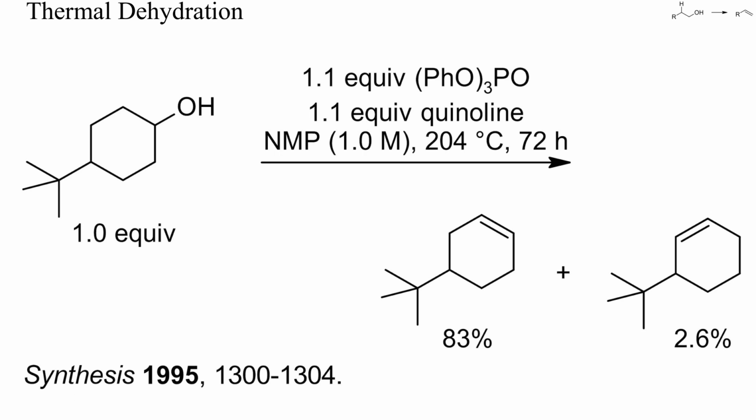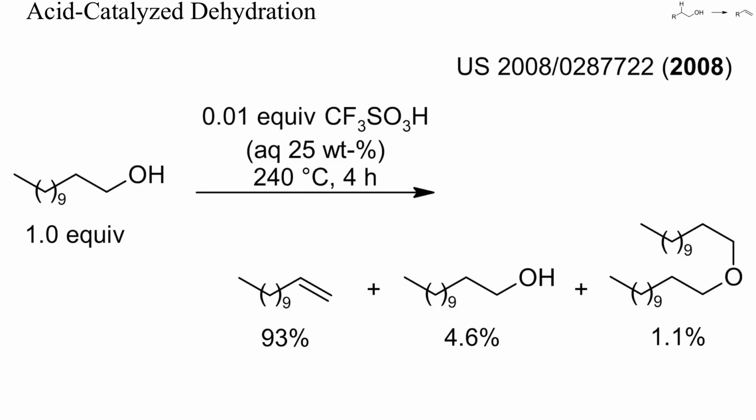Here, a substituted cyclohexanol was heated with triphenyl phosphate, the weak base quinoline, and NMP to 204 degrees Celsius for 3 days. A mixture of the expected cyclohexene and 3% of an isomer was obtained. The acid-catalyzed dehydration of simple primary alcohols is difficult and requires harsh conditions. In this optimized procedure, dodecanol was dehydrated by strong heating with 1% of aqueous triflic acid. The main product was the terminal alkene and only a small amount of ether was formed.